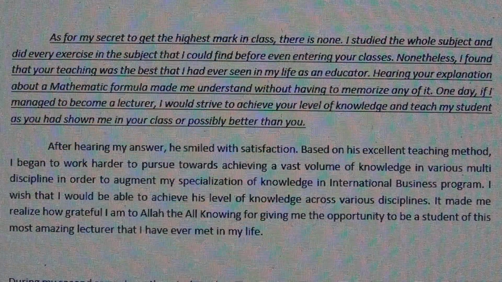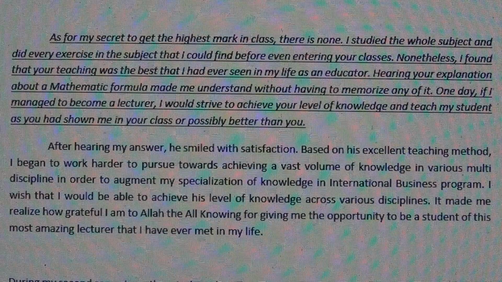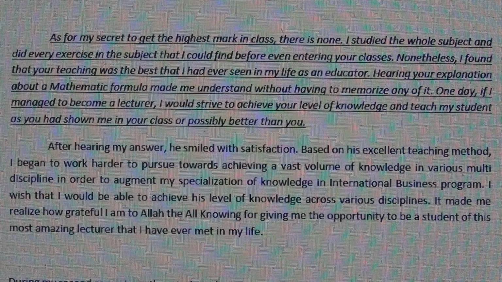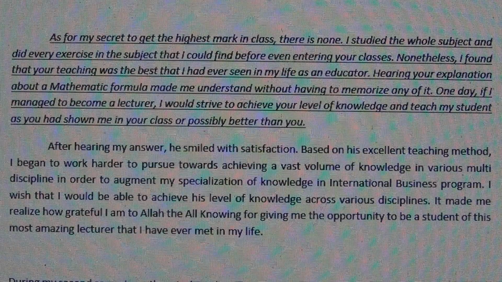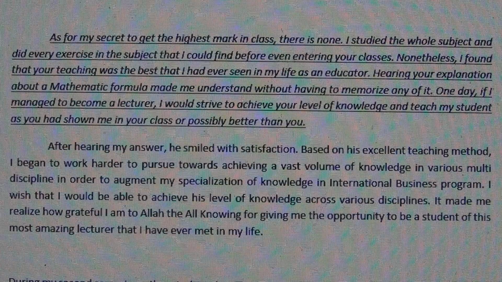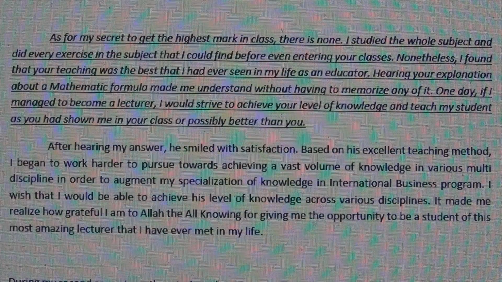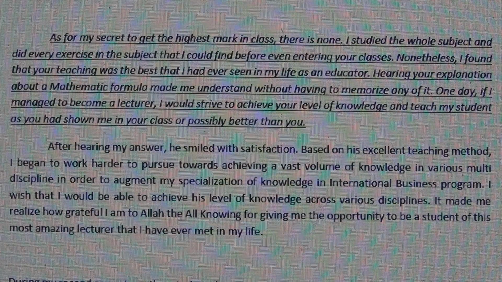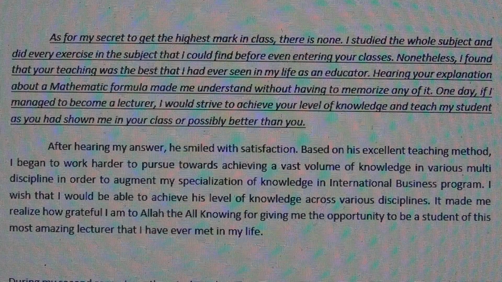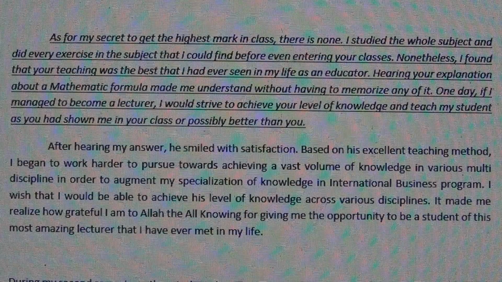As for my secret to get the highest mark in the class, there is none. I studied the whole subject and did every exercise in the subject that I could find before even entering your classes. Nonetheless, I found that your teaching was the best that I had ever seen in my life as an educator. Hearing your explanation about a mathematic formula made me understand without having to memorize any of it.